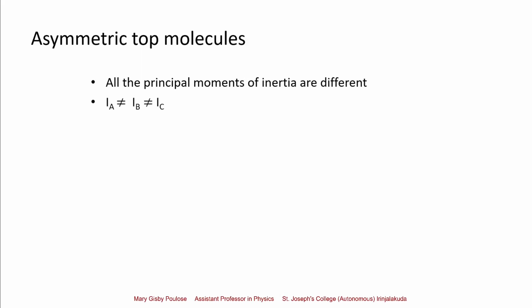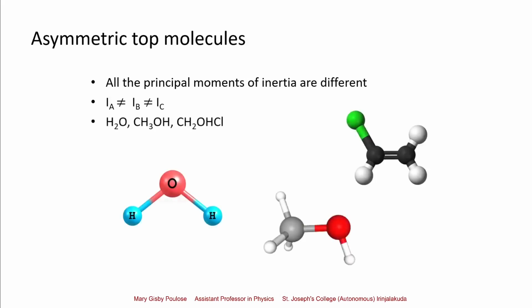The next type of molecules are the asymmetric top molecules. Here all the principal moments of inertia are different. That is, IA is not equal to IB is not equal to IC. Examples are the H2O molecule, then the CH3OH molecule as shown here, and the CH2OHCl molecule.